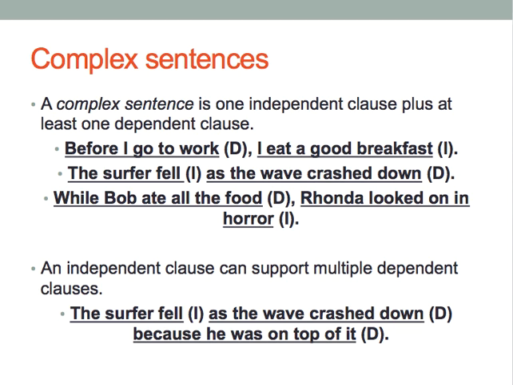And remember that an independent clause can support multiple dependent clauses, and it'll still be a complex sentence. So in the example at the bottom here, we have 2 dependent clauses dependent upon one independent. The surfer fell, independent, can stand alone as its own sentence. As the wave crashed down, dependent, because he was on top of it.